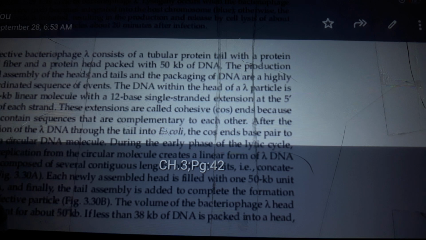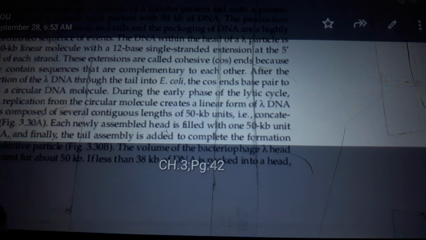After the injection of the lambda DNA through the tail into E. coli, the cos ends base pair to form a circular DNA molecule. During the early phase of the lytic cycle, DNA replication from the circular molecule creates a linear form of lambda DNA that is composed of several contiguous lengths of 50 kb units, called concatamers.